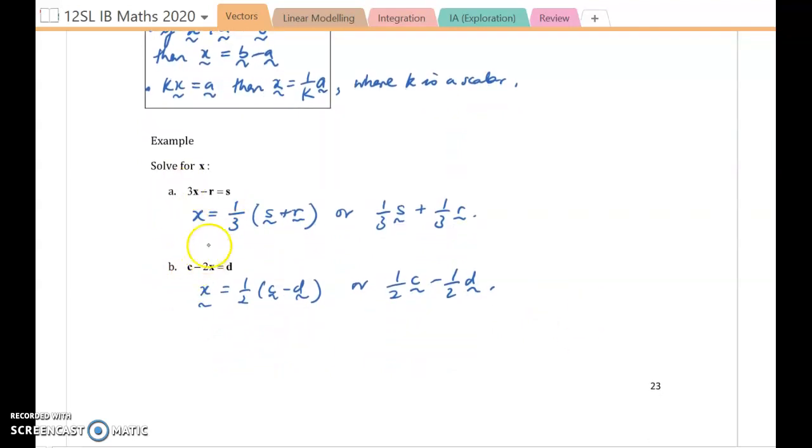In these examples, I'll quickly go through them. If I just wanted to make x the subject, I'd move r over, so it'll be s plus r and then divide by 3. So it'll be a third times s plus r, or you can write it as a third s plus a third r, the expanded version of it. And it's a similar case for part B.